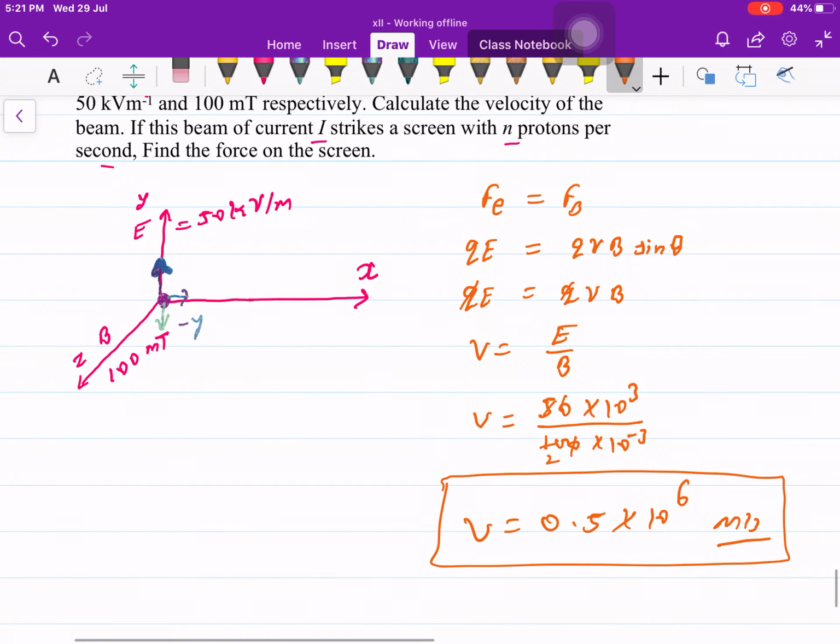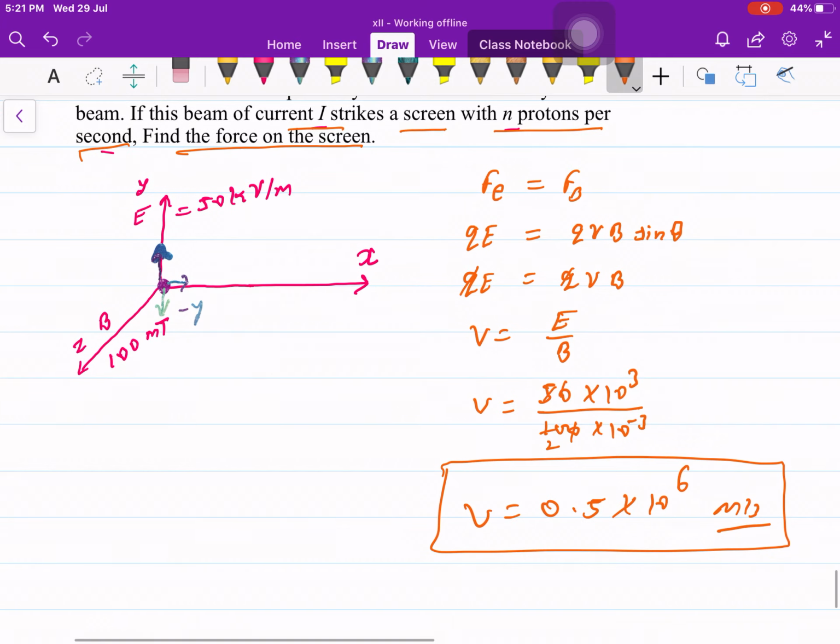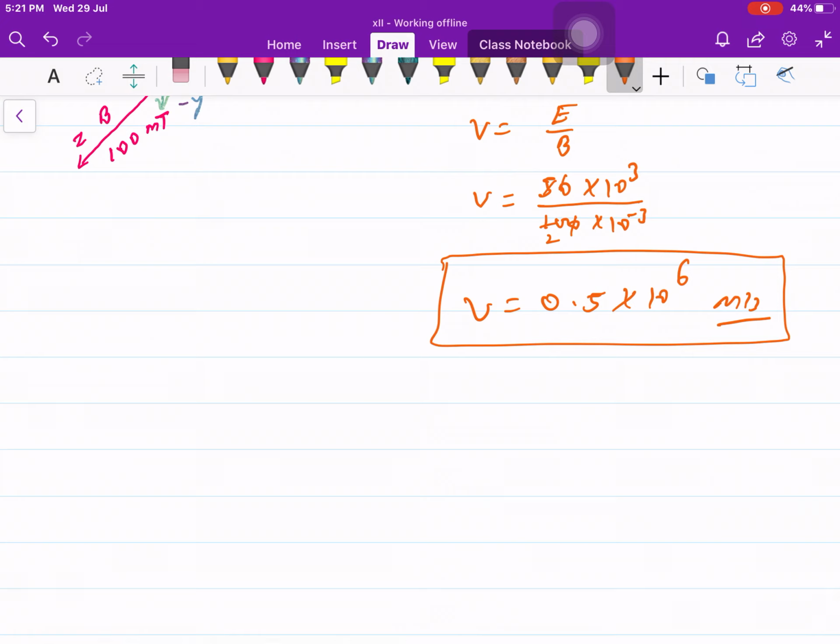Now what is the second part? If this beam of current I strikes a screen with n protons per second, find the force on the screen. Force on the screen. Okay. First of all, what is the formula for force? So many formulas we know. Okay, I will use another color pen, just because it is the second part.